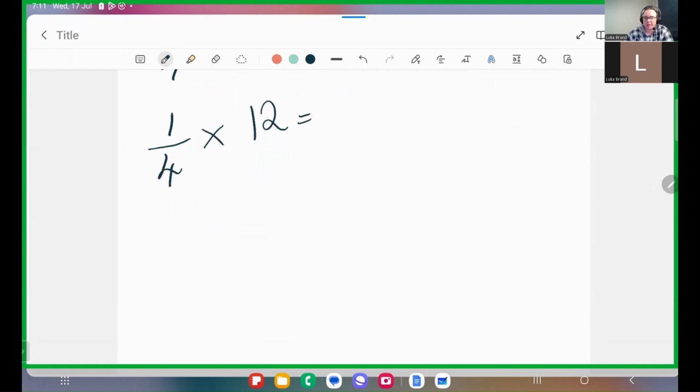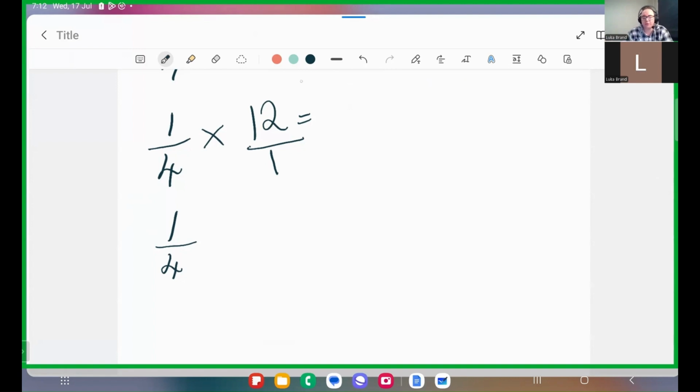Now, we can cover this in more detail in another video, but we know that when we're multiplying fractions, we multiply the top and we multiply the bottom. Again, we can look at why another time, but for now, let's just agree that if we have a whole number, we can make that into a fraction by putting it over 1. And that makes sense, right?